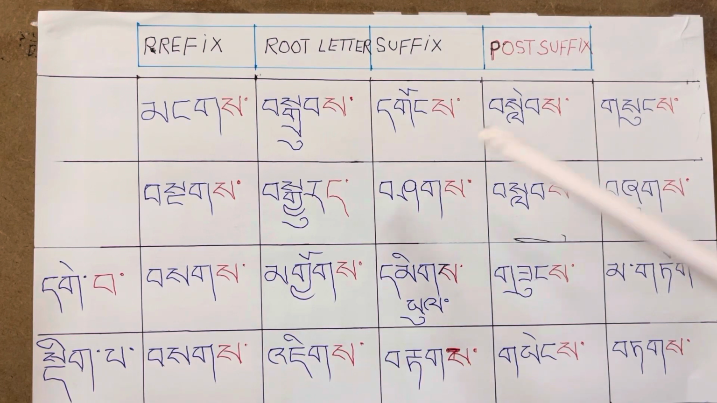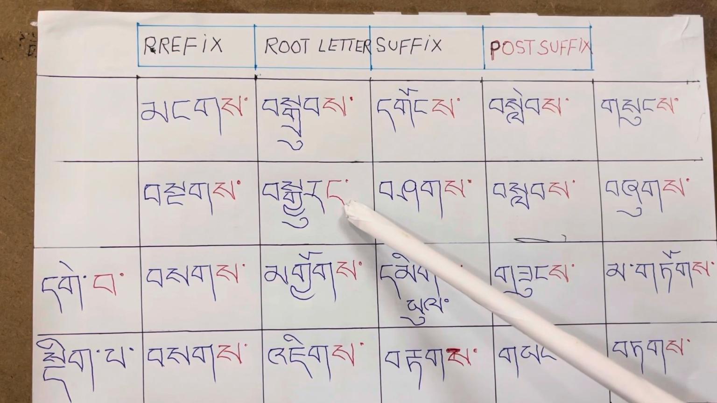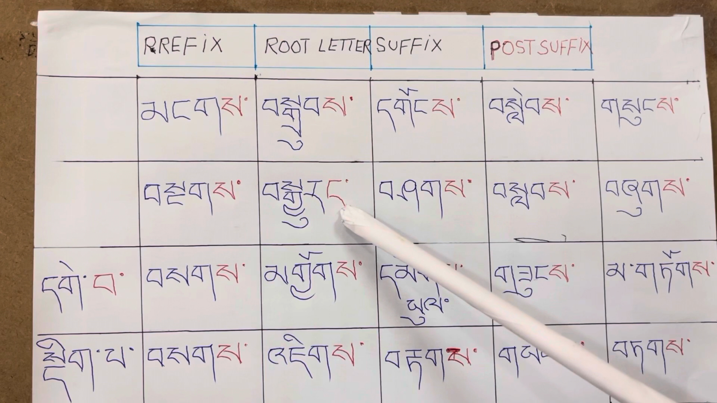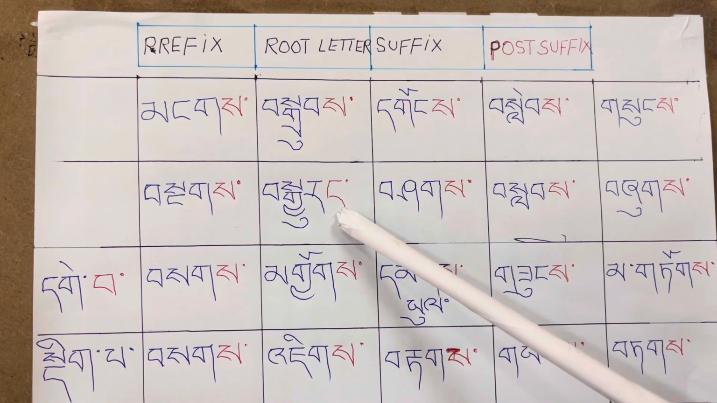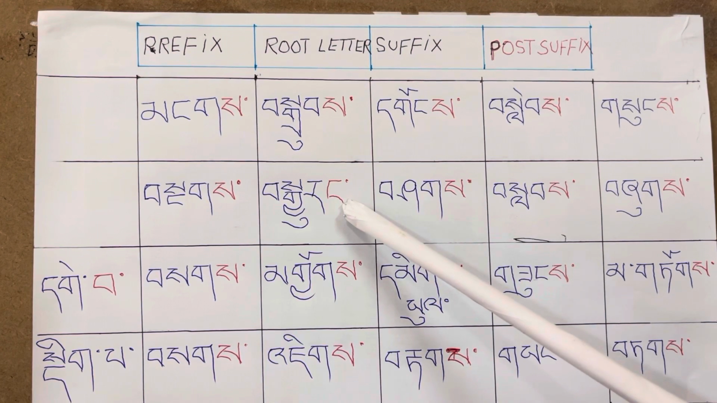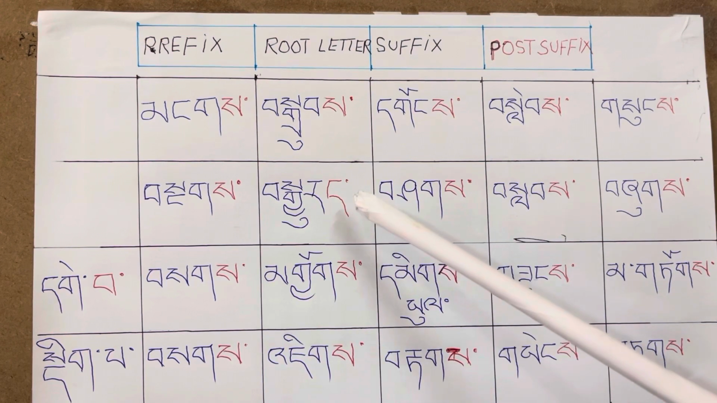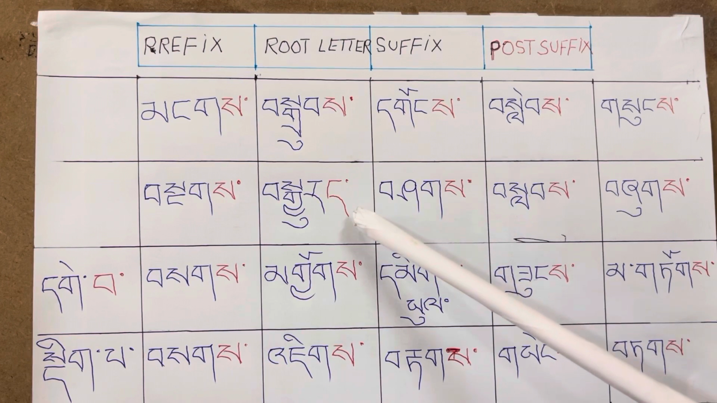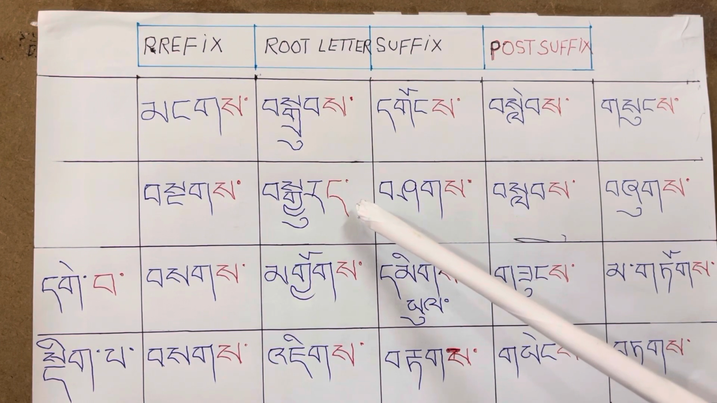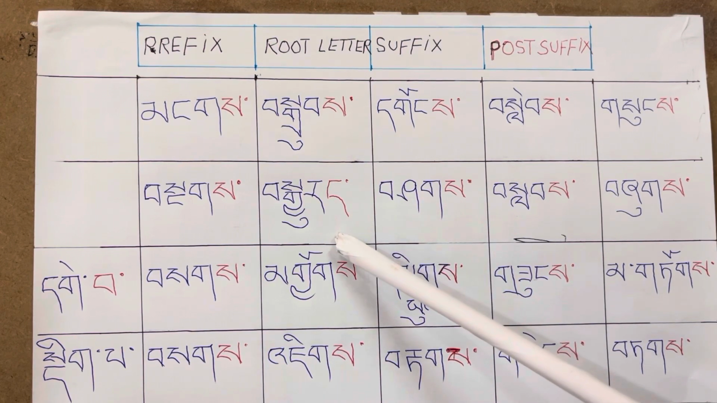But here, it is not there, but the rule is applied as if it is still existing. So we don't write it, but it is invisible. It is very much there when we use grammatical rules, it is very much there, but we don't write it.